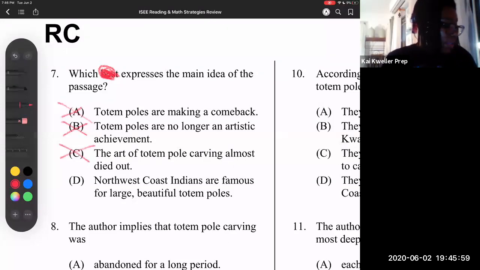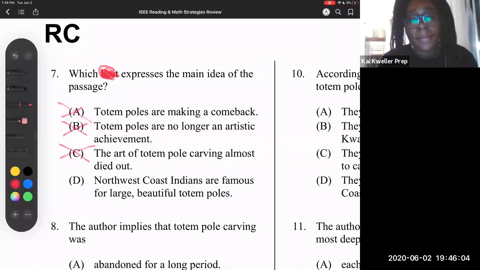Now, Northwest Coast Indians are famous for large, beautiful totem poles. That, in fact, is something that is found throughout the passage, and that is the answer. Letter D.